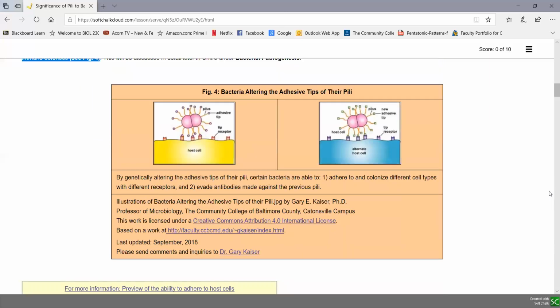So for example, in figure 4, the bacterium on the left has this round adhesive tip that would fit this receptor on the host cell. So that bacterium in the population would adhere to that receptor on that host cell. But bacteria can change their adhesive tip by activating different alleles as pili reform, and they may put a different adhesive tip on the end of the pilin, which allows it to bind to a different receptor on a different host cell.